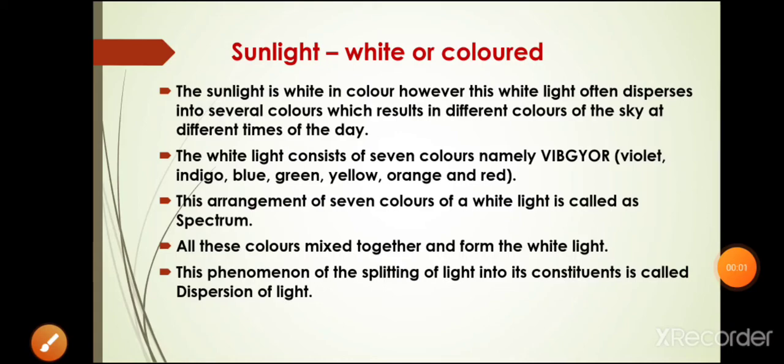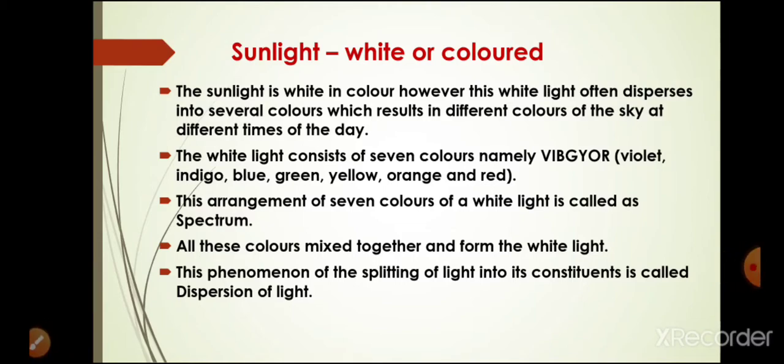Very good morning, students. In the light chapter till now we already discussed the laws of reflection. We studied multiple images formed by two mirrors. Then we discussed the image formation by a plane mirror. So in today's class we will discuss the dispersion of light, the structure of the eye, and how visually challenged persons can read and write. So students, let's start with our first topic, that is sunlight, white or colored.